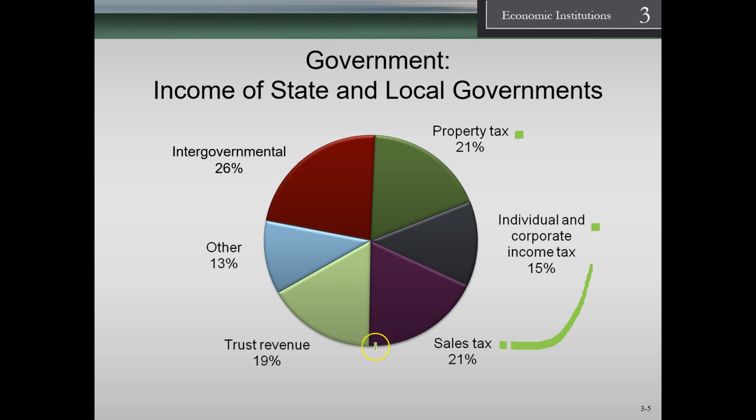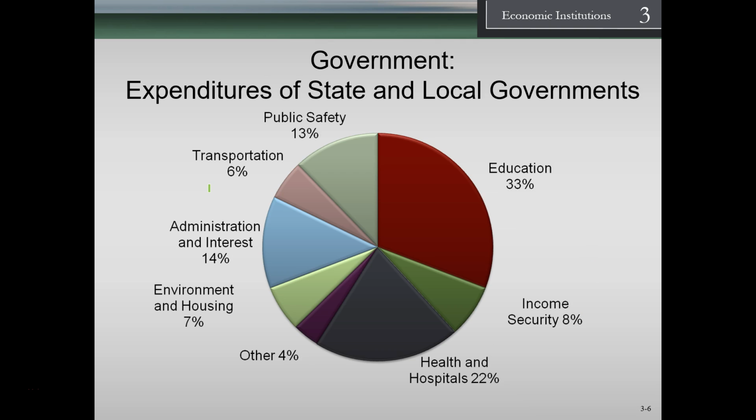And then we have trust revenue, and we have other, and we have the intergovernmental, which probably means mainly that's coming from the federal government. So the federal government to the states, which again could vary a lot from state to state, and it could be an issue worth thinking about as well, because the more dependent a state is on federal financing, getting their revenue from the Fed, the less sovereign you would think the state would be from the Fed.